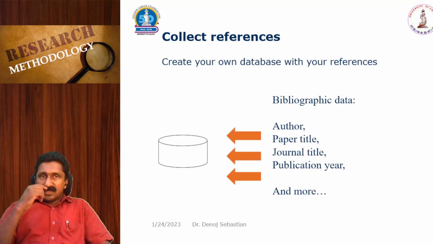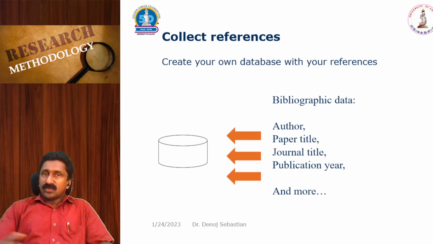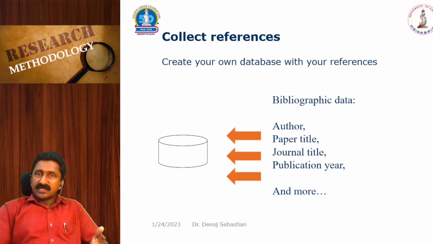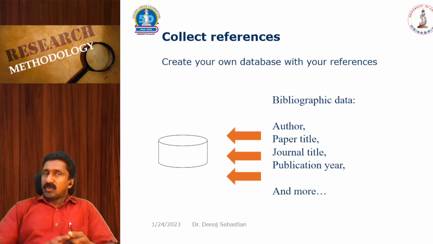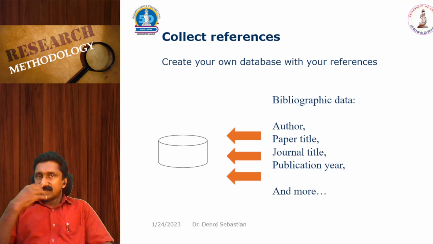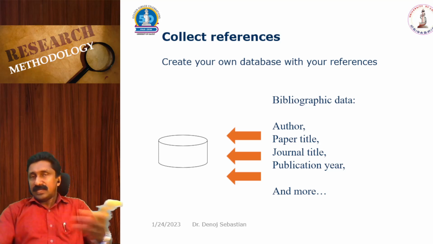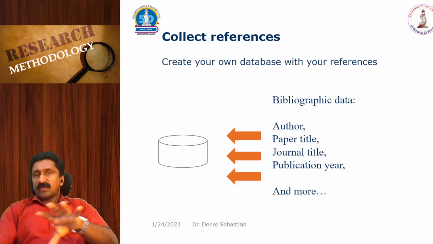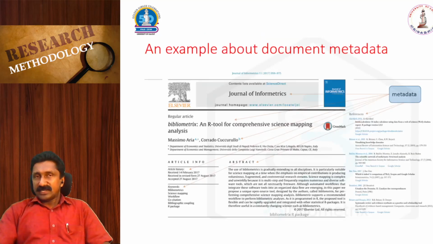So now you can create your own databases with the references by incorporating author, paper title, journal articles, publication, and more. So as I mentioned, new data can be incorporated in any database by incorporating all these things. A new reference can be generated in any of the databases by providing such basic information, the metadata.